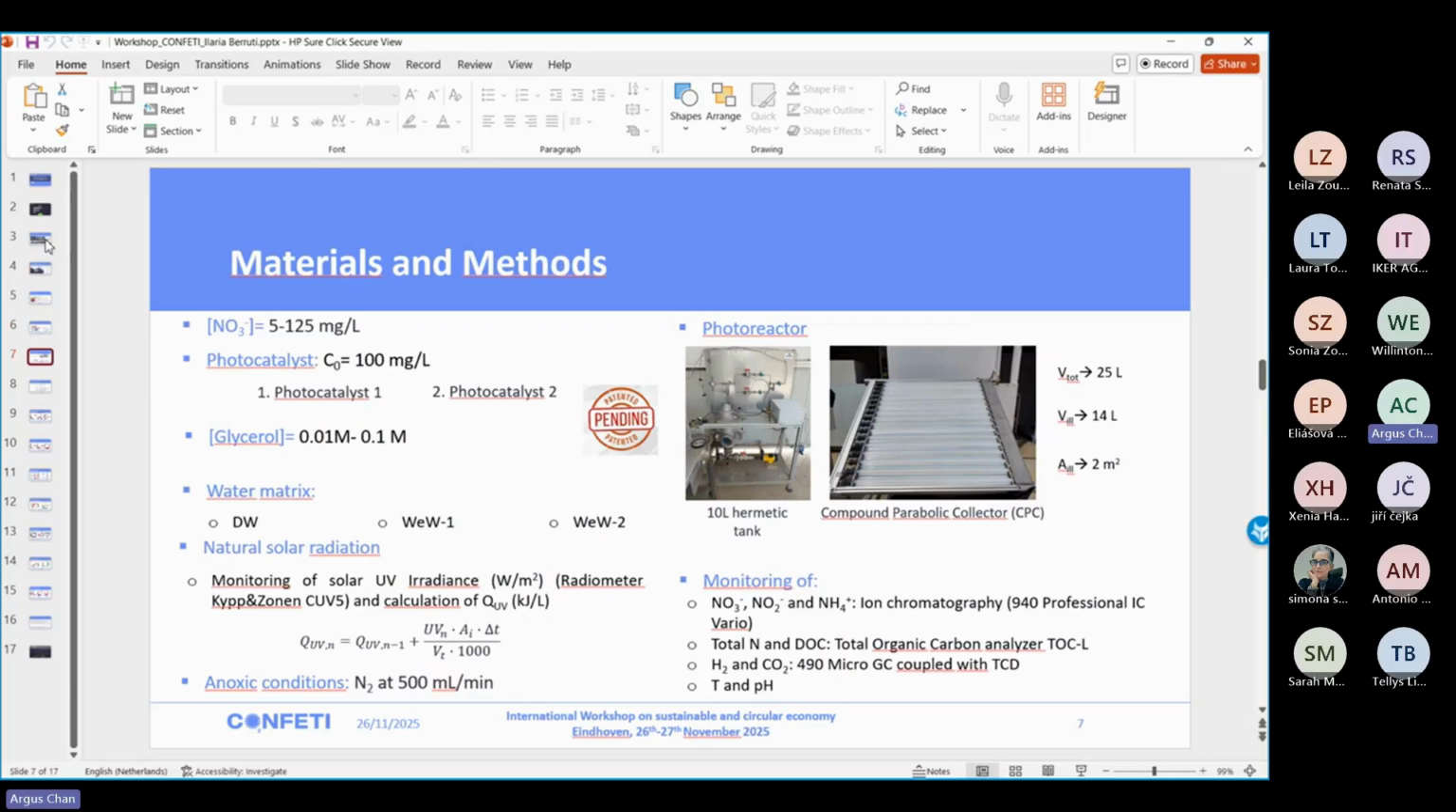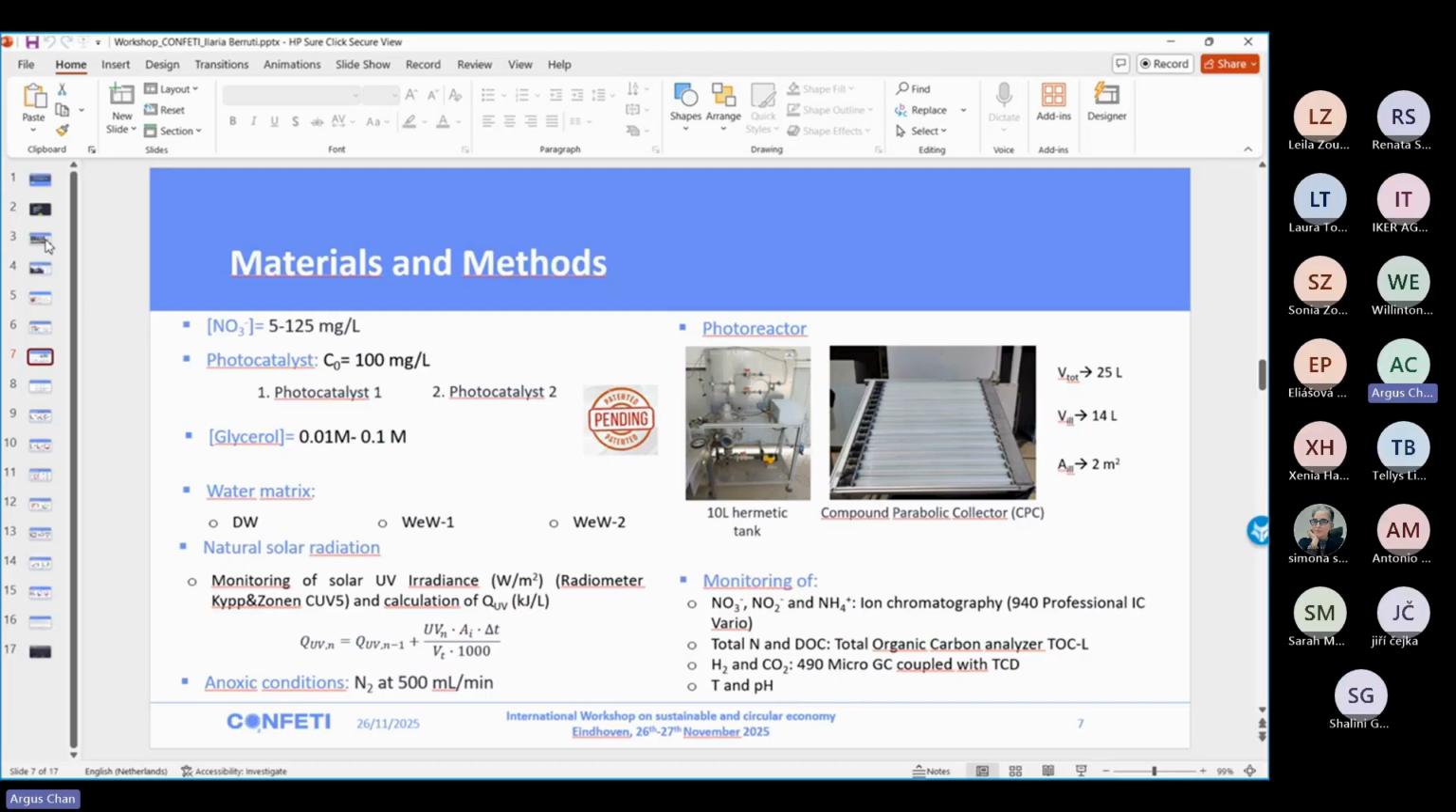Here we can see the material and method. We start with a concentration of nitrate between 5 and 125 milligrams per liter. Two photocatalysts were used at an initial concentration of 100 milligrams per liter. All the experiments were performed in the presence of glycerol to enhance the process efficiency by capturing the holes.